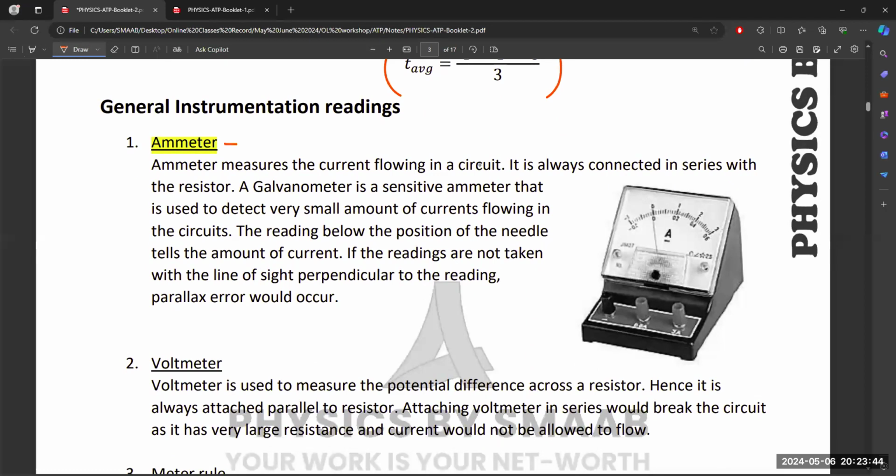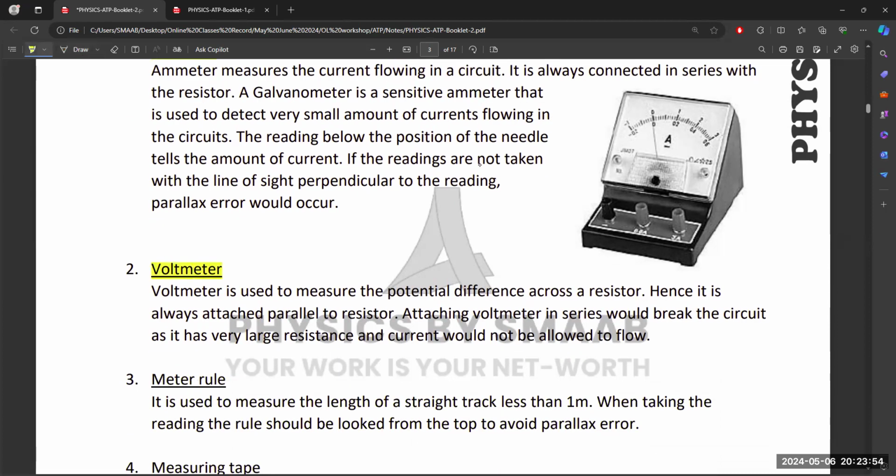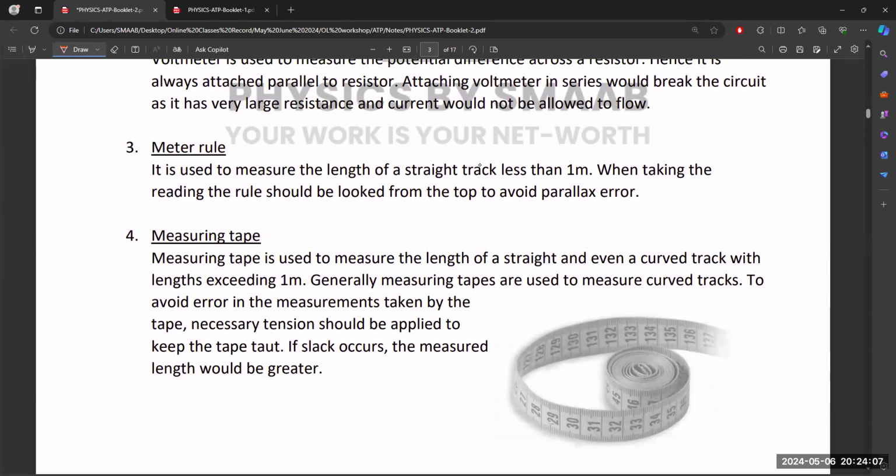So we know that ammeter connects in series combination with the circuit, right? And if we talk about voltmeter, so we have to connect voltmeter in parallel combination, right? Then we have meter rule and measuring tape. Meter rule is a type of rigid apparatus, right? We are not able to curve that object. Meter rule is like a solid rigid object. So we just record a straight length from the ruler.